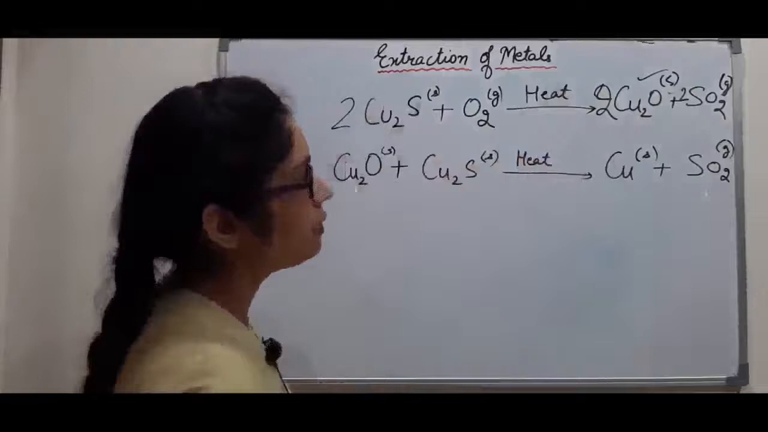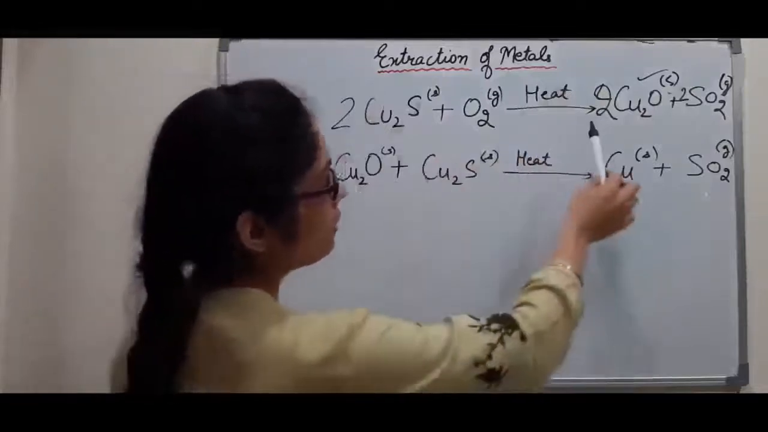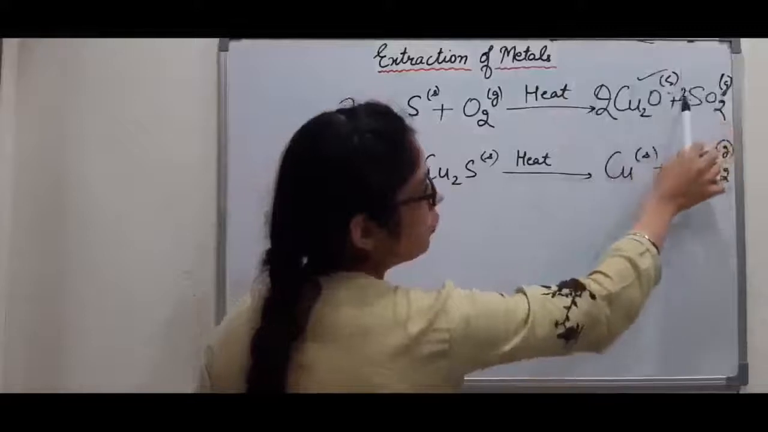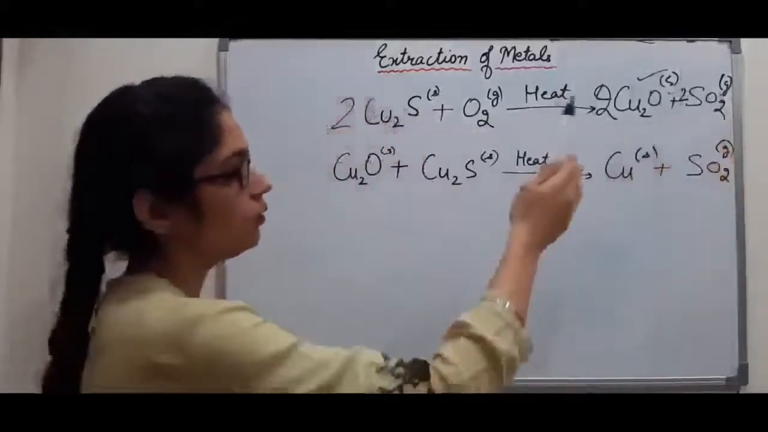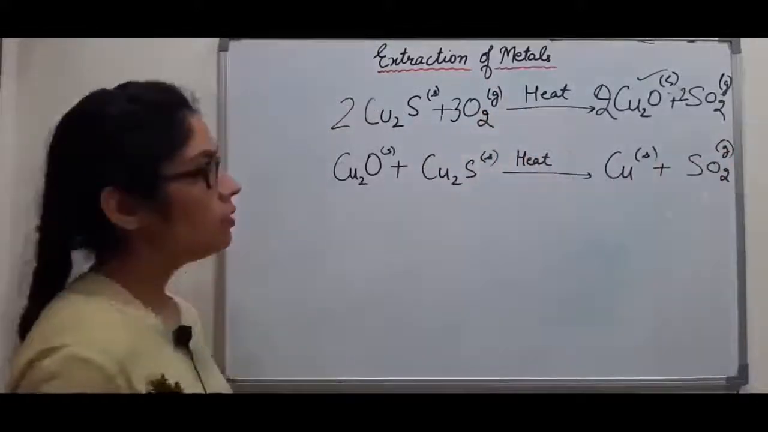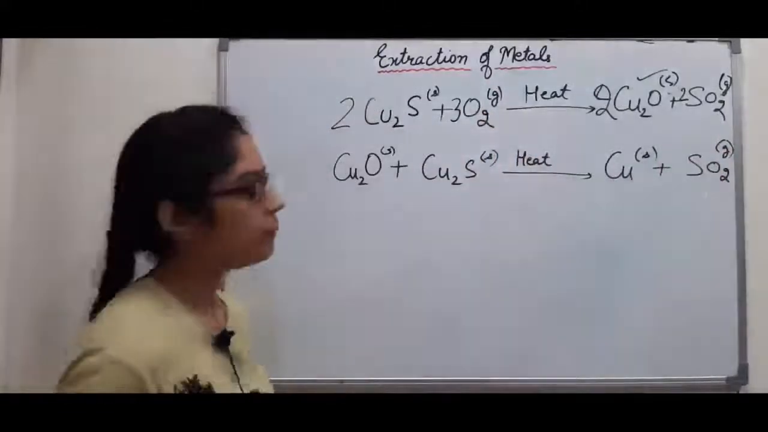Now we can balance the atoms of oxygen. This side it is 2 plus 4, because 2 into 2 is 4. So 2 plus 4 is 6. So again 3 into 2 is 6. So now this is a balanced chemical equation.